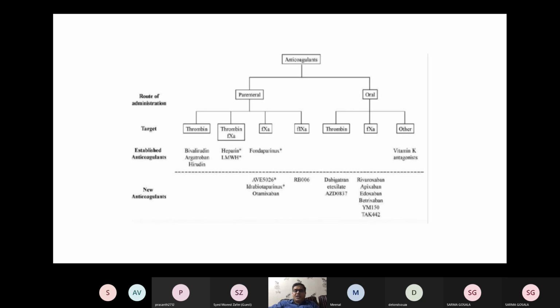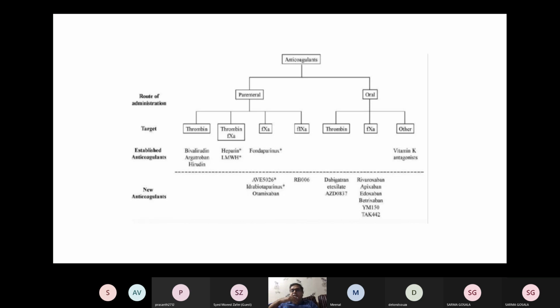So what are the available anticoagulants so far? We have parenteral and oral anticoagulants. In parenteral anticoagulation, we've been using heparin for so many years now. Low-molecular-weight heparin has now almost replaced conventional heparin. These act on factor 10A and thrombin. The specific thrombin parenteral drugs are bivalirudin, argatroban or hirudin. These come into the picture in practice when there is heparin-induced thrombocytopenia. Or fondaparinux, which acts again on factor 10A.